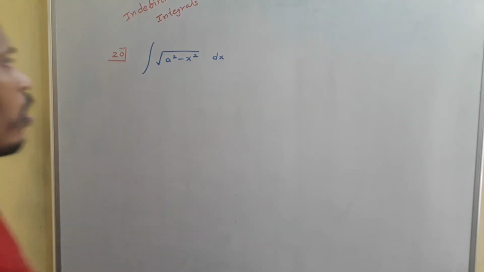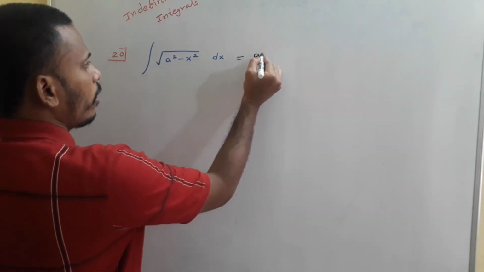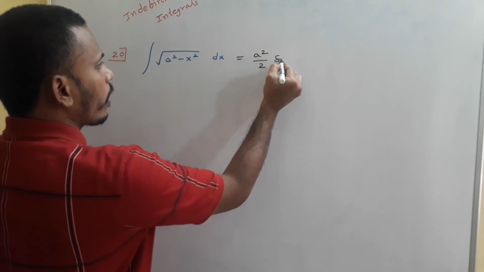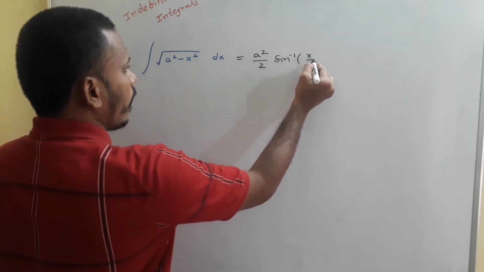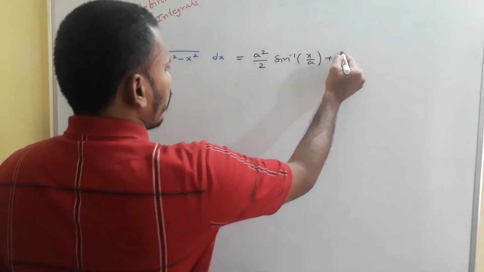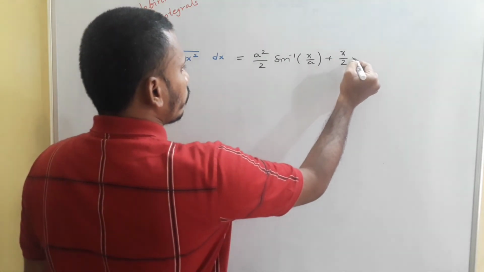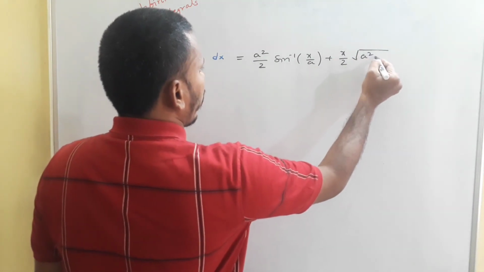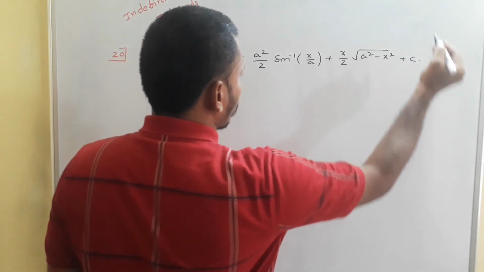So what is our final answer for this? We need to memorize it, okay? a square by 2 sin inverse of x by a plus x by 2 into root of a square minus x square plus c. Okay?